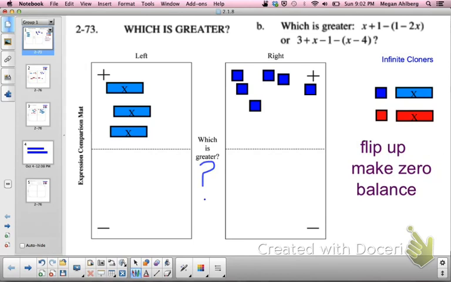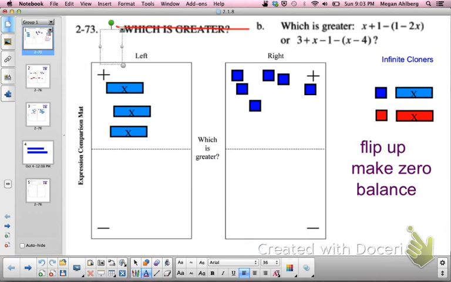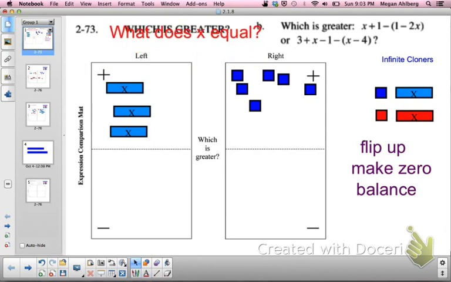So now what I want to do today is instead of saying we can't determine which is greater, that's not good enough for us anymore. So we need to change the question. The question is no longer going to be which is greater. Our new question is going to be what does x equal? That means that our mat is going to have to change. We no longer want it to be a which is greater than mat. We want it to be an equation mat where we say the left side equals the right side. They're balanced. They're the same.